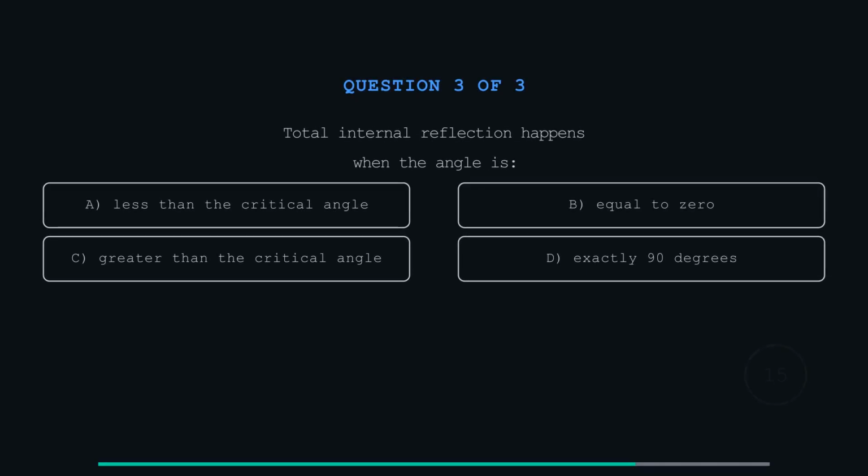Read the question and select your answer. The correct answer is C. Beyond the critical angle, light cannot escape.